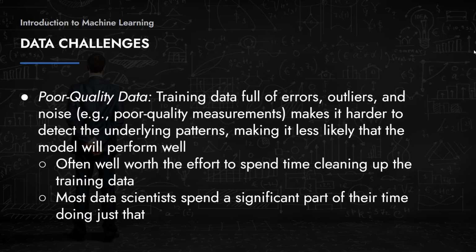Another problem is poor quality data. So training data full of errors, outliers and noise. Noise can come from a variety of reasons. It can be human error. It can be due to insufficient quality of tools used to measure the data, and so on and so forth. But all of this makes it harder to detect the underlying patterns because these errors cover up the pattern, if you will. Missing data is also a problem, right? Making it less likely that the model will perform well.